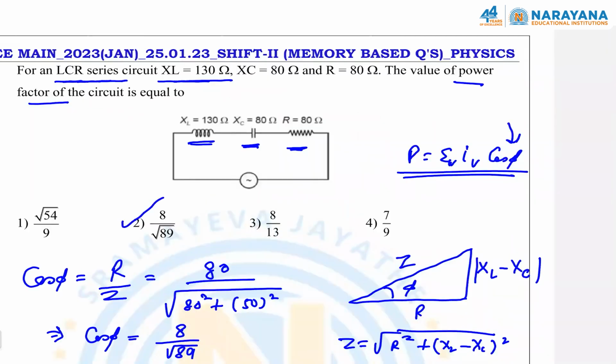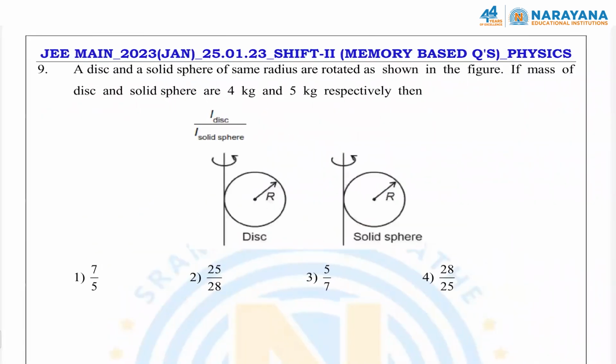Okay, next question. Okay, this question is about moment of inertia. We have a disk and a solid sphere of same radius. Okay, radius is given to be same, and their masses are different. We have to find I disk by I solid sphere. Okay, so moment of inertia of disk about this axis. So this axis lies in the plane of the disk.